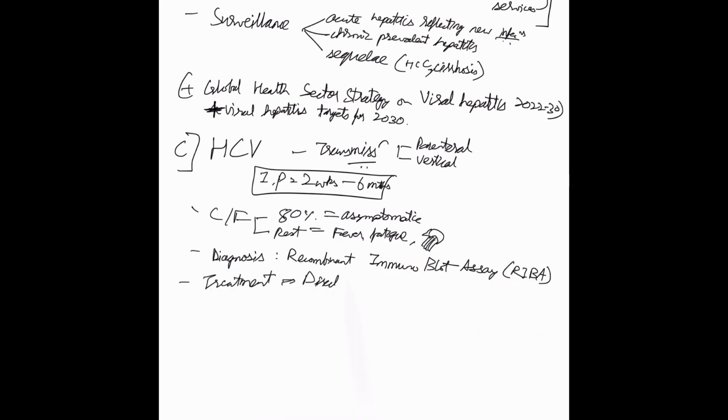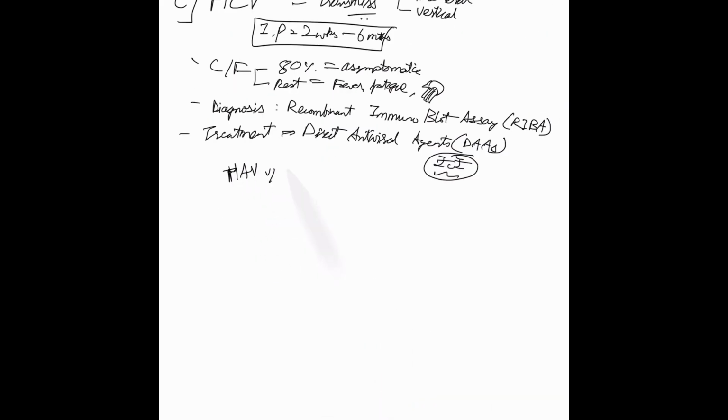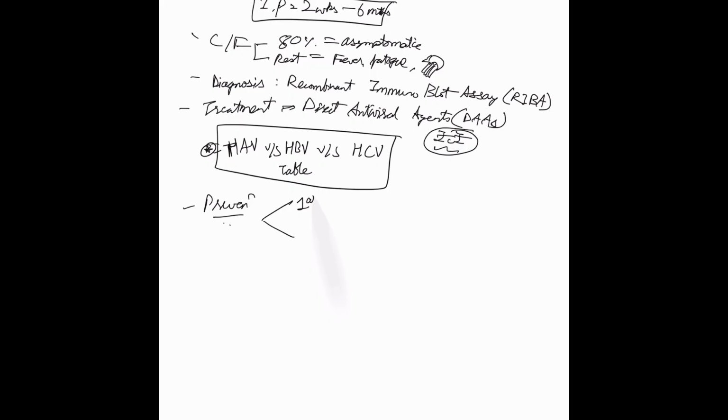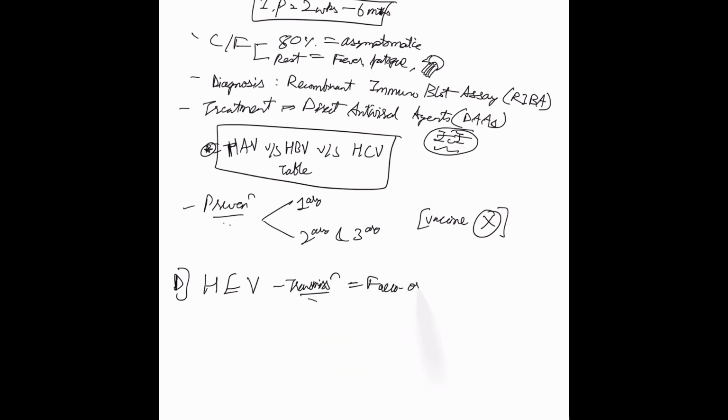Then you have treatment, which involves direct antiviral agents, but they are very, very costly. There's an important table which can help you in your revision that shows hepatitis A versus hepatitis B versus hepatitis C virus. Then under prevention, you have primary, secondary, and tertiary prevention. There is no vaccine against hepatitis C because of its high mutation rate.